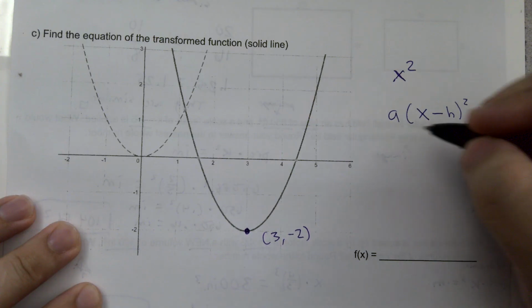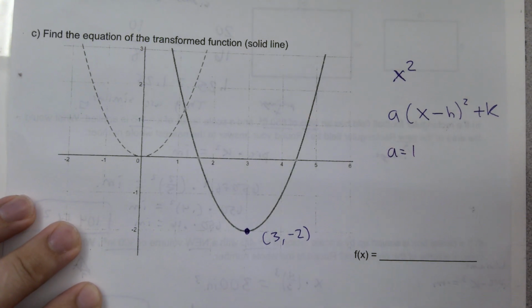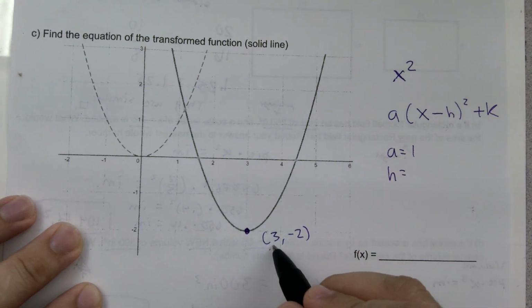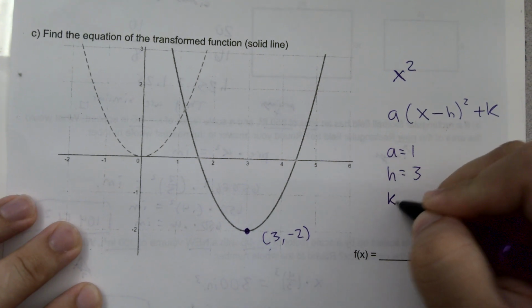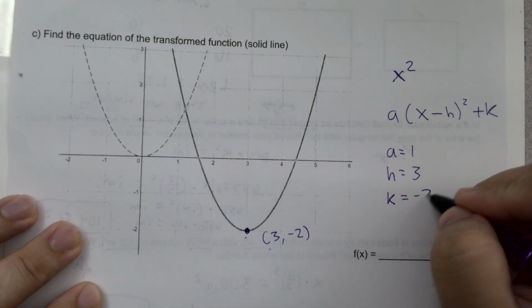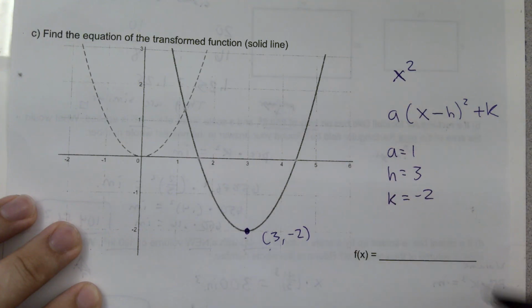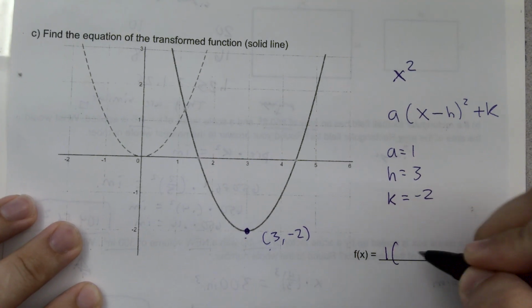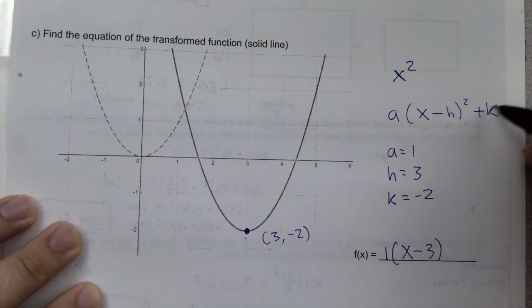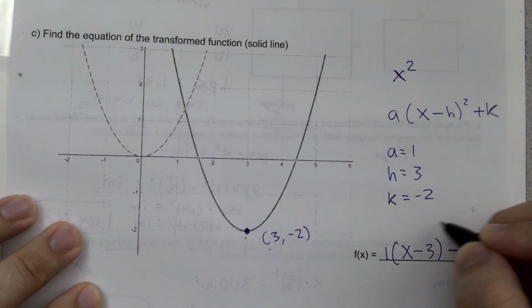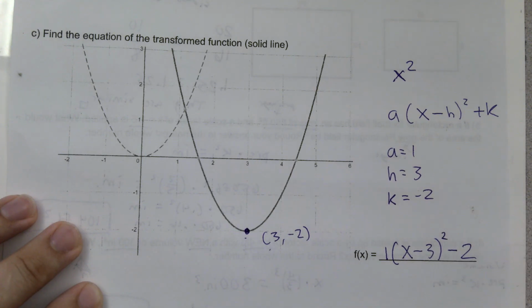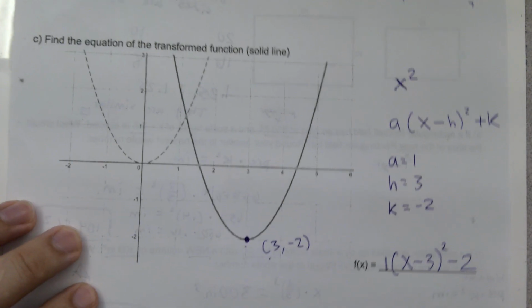A: there's no reflection, a equals 1. H is the x coordinate of the vertex, so h is 3. K is -2. So you plug in your h and k values. So I got 1 times x minus 3 plus -2, and then what y'all forget, and I pretended to forget, was the square. That's it for Unit 2. I'm not going to ask you to find key features, although trust me, I really wanted to.